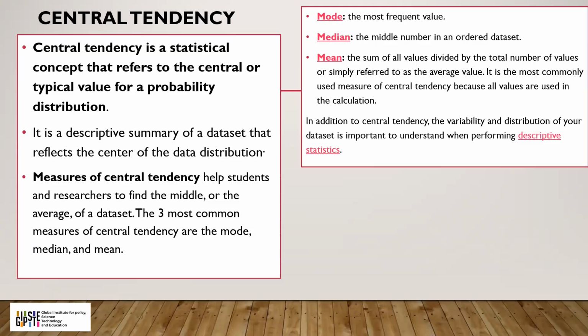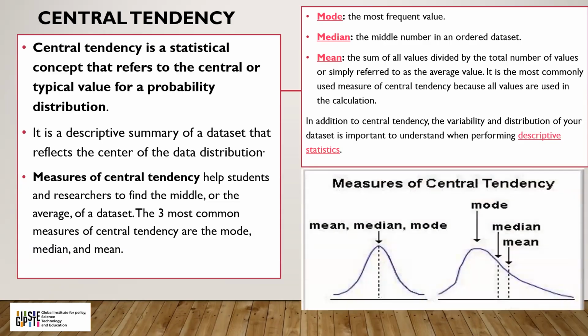So in addition to central tendency, there's a concept of variability or dispersion. The variability and the distribution of your data set is also important to understand when performing descriptive statistics in every data set. If you look at this, you have the measures of central tendency: the mean, median, mode. The median is the middle value of the distribution. Then we have the mode, that is the most occurring, the peak, the highest. Then we talk about the average. The average is the mean.